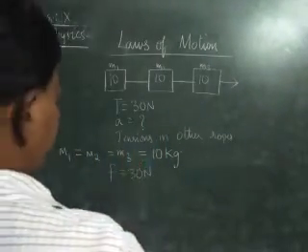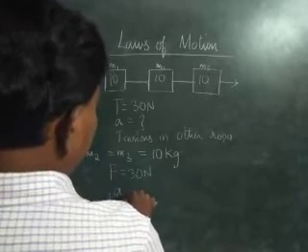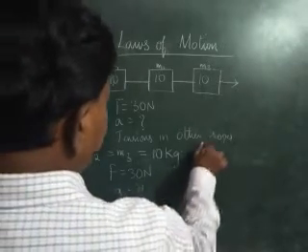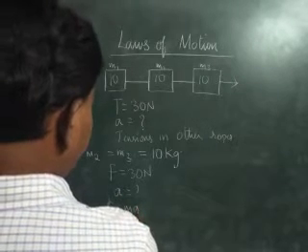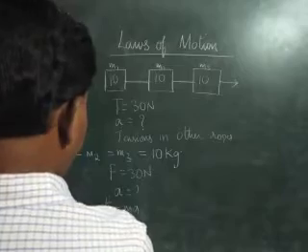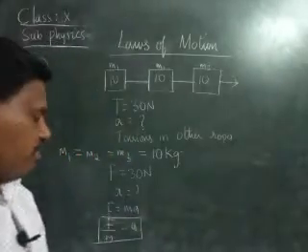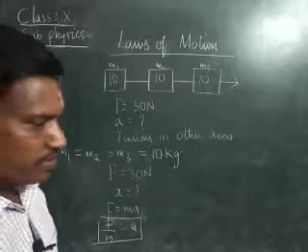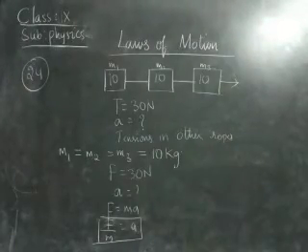Here the masses are given, and he is asking to find the acceleration. Actually we know that F equals ma, so a equals F by m. Is it not, children? We know that one. a equals F by m.